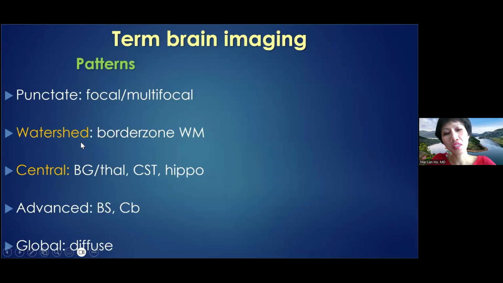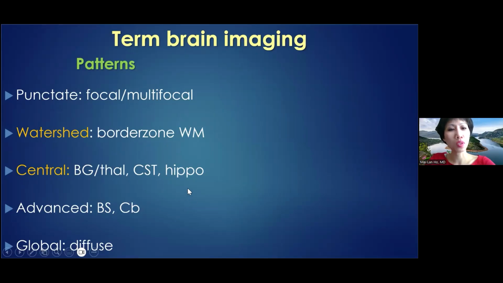So watershed is just like adults, right? It's between the ACA, MCA, PCA, or the recurrent artery of Heubner and the lenticulostriates and whatnot, posterior choroidal. So those are more border zone, mostly white matter kind of pattern. And that's what you see with your partial asphyxia, right? So not total, usually shorter, but could be prolonged, but still they had some oxygen, but it was reduced, right?